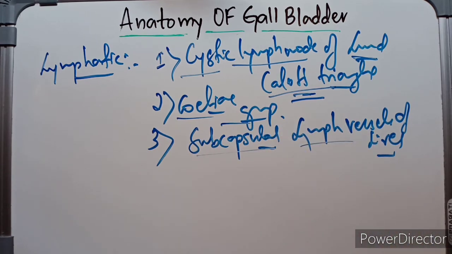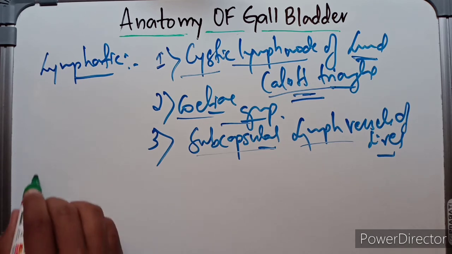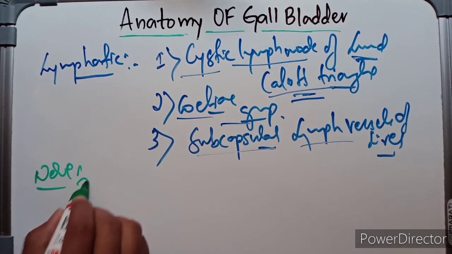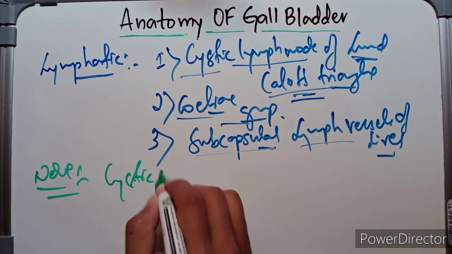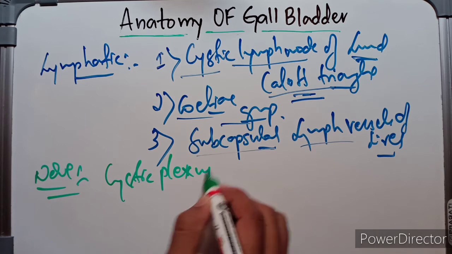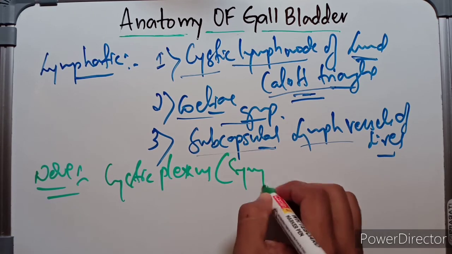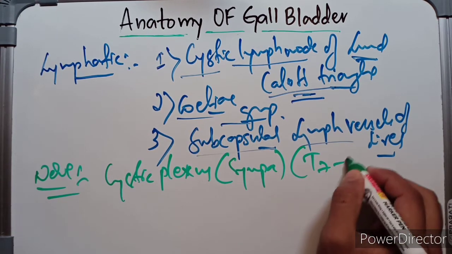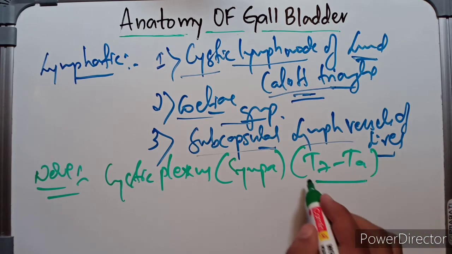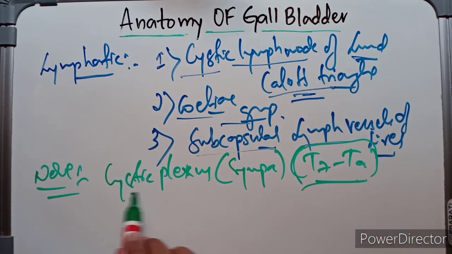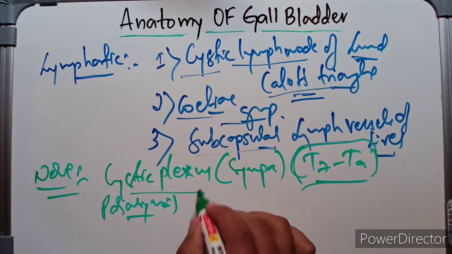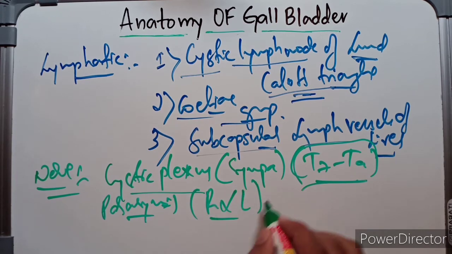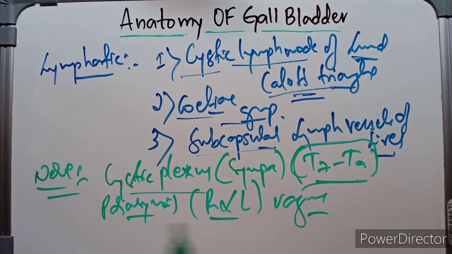So this is about the lymphatic drainage. So finally coming to the nerve supply of the gallbladder. The gallbladder receives its nerve supply via the cystic plexus, which is nothing but the sympathetic fibers from the T7 to T9 spinal segments. They supply the gallbladder, and another we have is the parasympathetic fibers from the right and the left vagus nerve, which also supply the gallbladder.